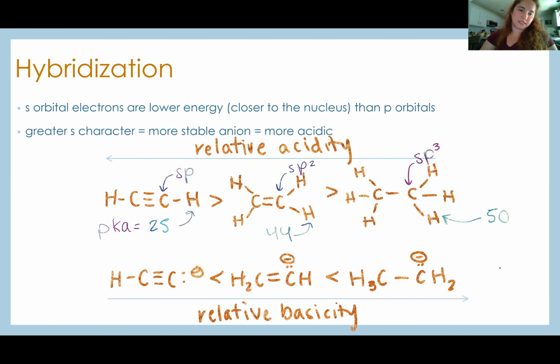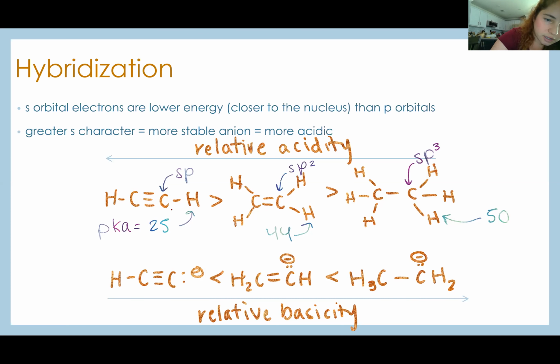For these compounds, it's the hybridization of the carbon atom that contributes to the acidity. So remember that s orbital electrons are lower energy than p orbitals because they are held closer to the nucleus. If something is lower energy, that makes it more stable. So the carbons that have more s character are going to be able to stabilize a negative charge more easily than a carbon that has more p character.